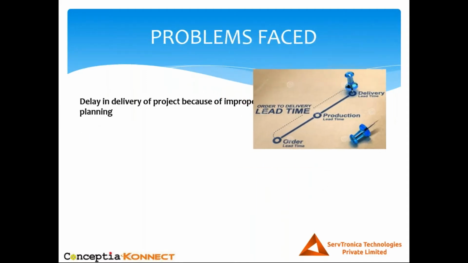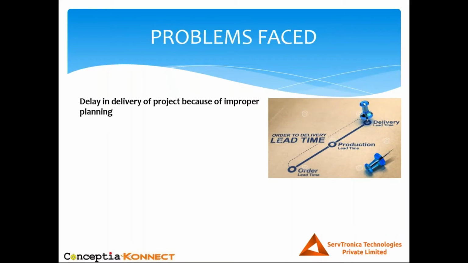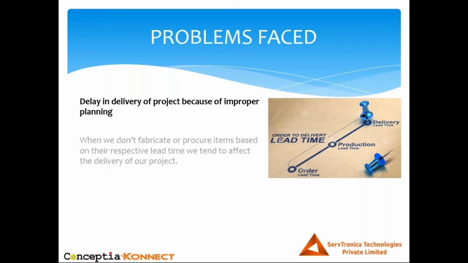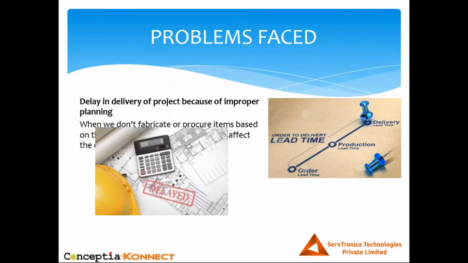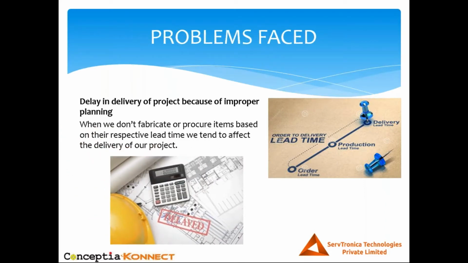Next is delay in delivery of projects. Every project has a set delivery date. If I get an order today for a machine, I'm supposed to deliver it in, let's say, 3 months or 4 months. So it becomes really important to plan the projects based on the lead time. If we do not plan or procure items based on the lead time, we end up getting our project delayed.